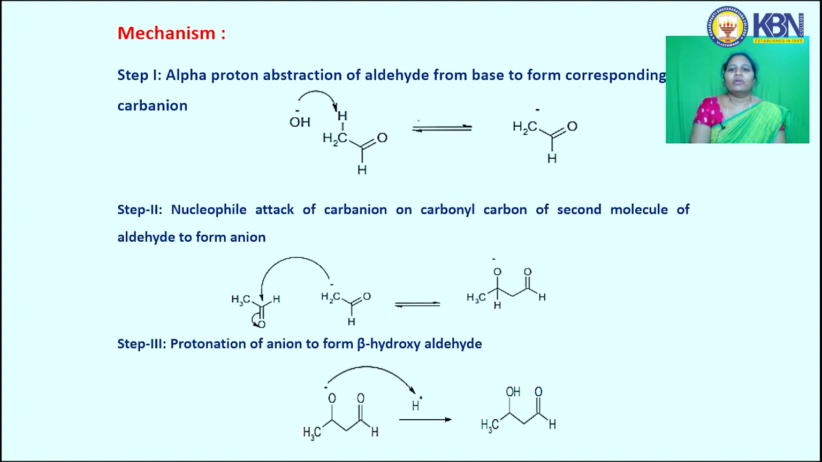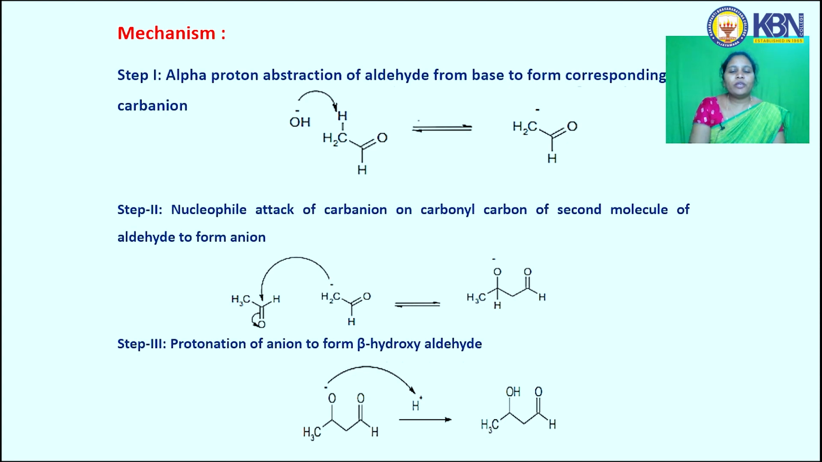In the second step, the resultant carbanion, which can also be called a nucleophile, attacks another molecule of aldehyde to form an anion. So the second step is the nucleophilic attack of the carbanion on the carbonyl carbon of the second molecule of the aldehyde to form an anion. Here in this step, the carbanion attacks the C double bond O group present in the other carbonyl compound, and forms a negatively charged anion.